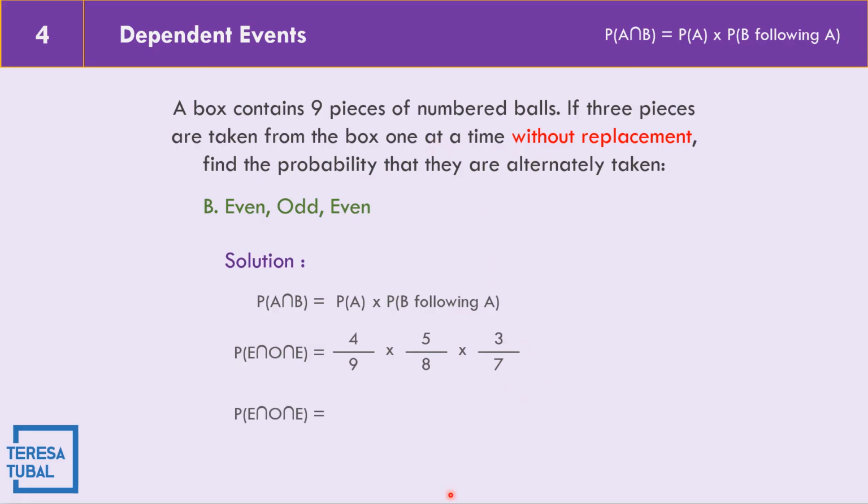So let us solve. 4 times 5 times 3, the answer is equal to 60. 9 times 8 times 7 is equal to 504. If we get the lowest term of 60 over 504, that is equal to 5 over 42, because 60 divided by 12 is 5 and 504 divided by 12 is equal to 42. So the probability of even, odd, even is equal to 5 over 42.